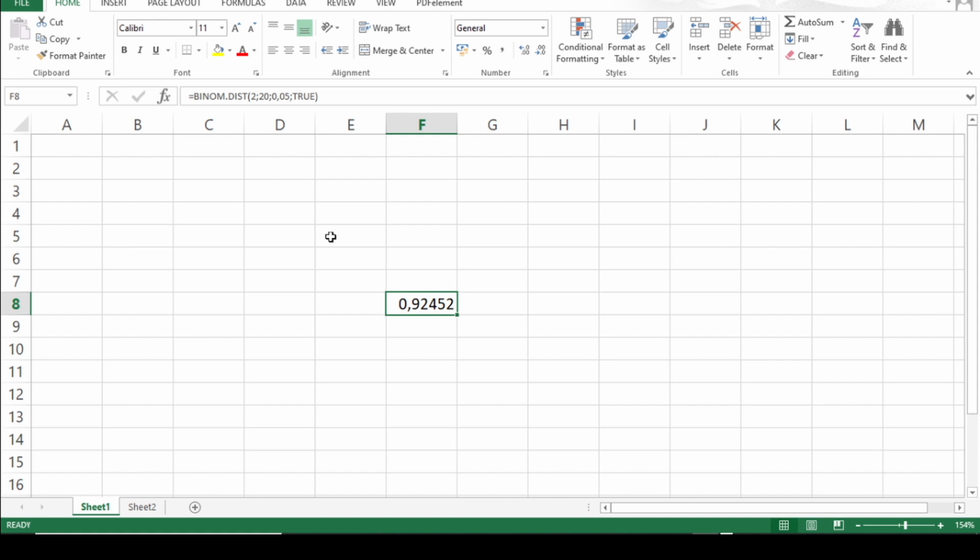Okay, so we find the probability of 0.9245, the same as what we got by calculations by hand. So we still need to subtract this from 1 to find the probability that x is greater than or equal to 3. So I subtract that from 1 and we get the same answer that we did by hand.